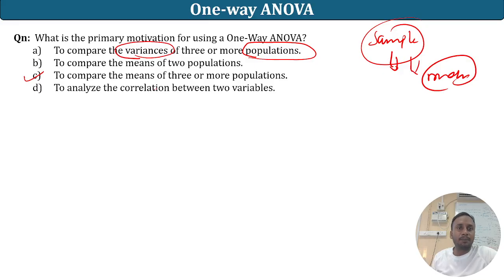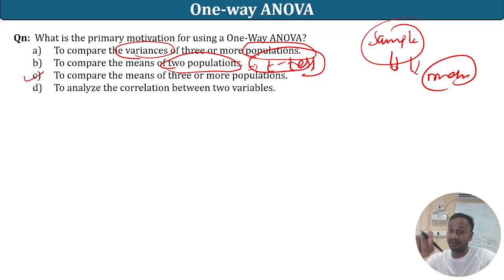Okay. To compare the means of two populations we can use the t-test, so what is ANOVA for? We already have the t-test. The motivation was that we had limitations: we can't compare three or four means with a t-test. That's why we came to ANOVA. Two populations is the limitation the t-test was having, so that's why we moved to ANOVA.